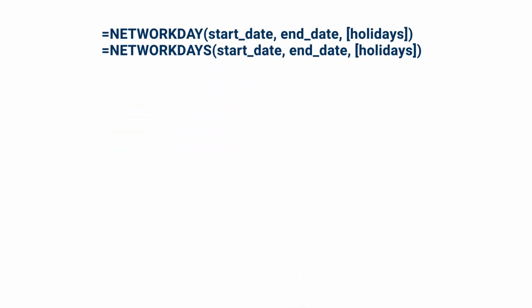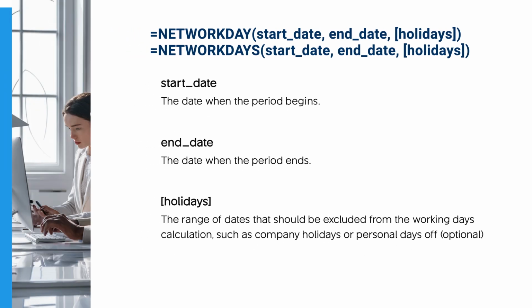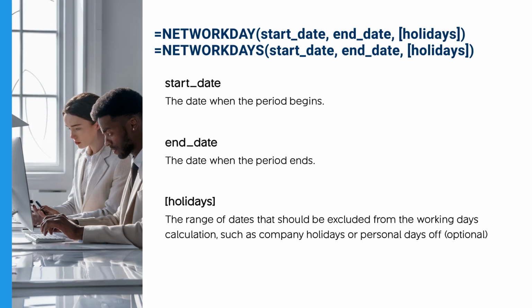The basic syntax for the NETWORKDAY and NETWORKDAYS functions is as follows. Start date: this is the date when the period begins. End date: this is the date when the period ends. Holidays: this is optional and is a range of dates that should be excluded from the working days calculation, such as company holidays or personal days off.